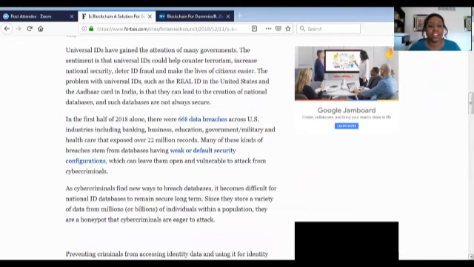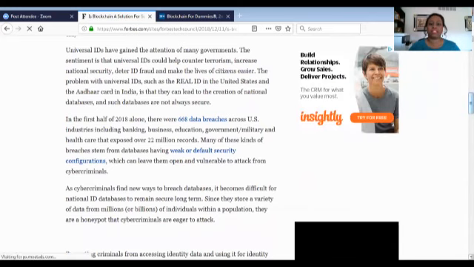So it talks in this article about universal IDs and the fact that they could be used to help counterterrorism, increase national security, deter ID fraud, and make the lives of citizens easier.